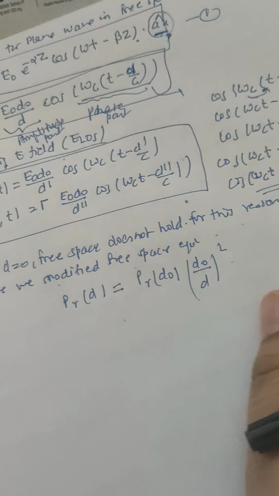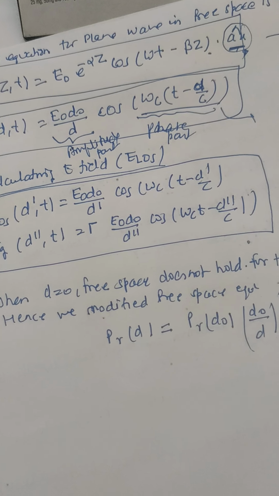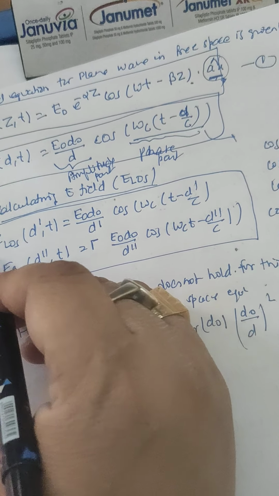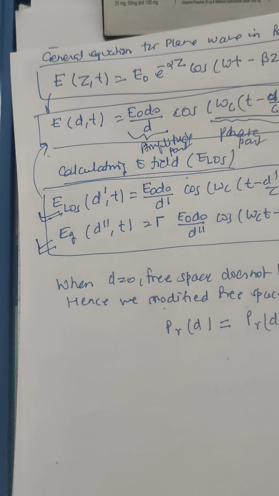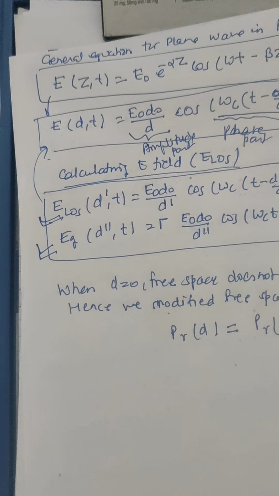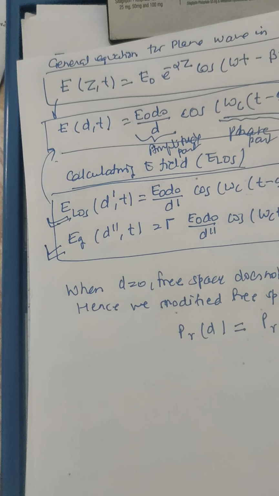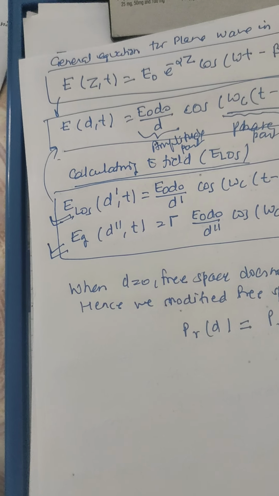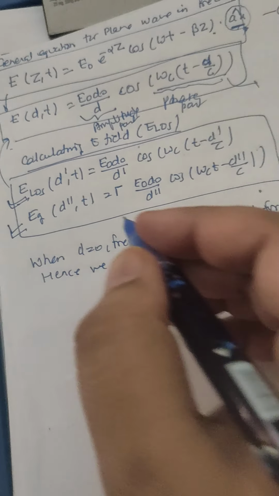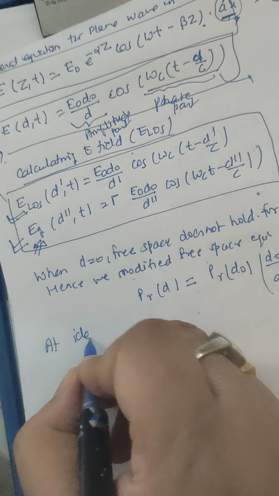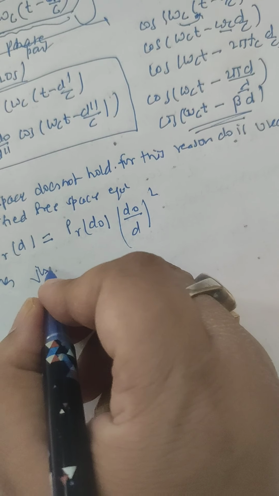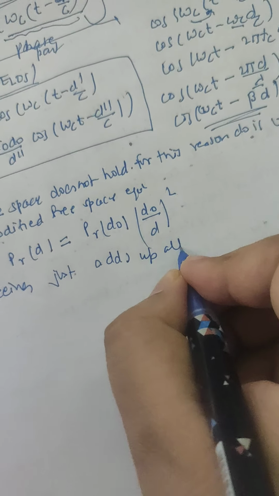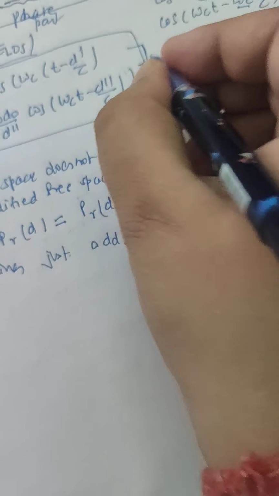So the question is, what will be the E field for the line of sight signal and what will be the E field for the reflected signal? This is the line of sight E field, and this is the reflected E field signal. The distance between the transmitter and receiver for the line of sight we have taken as d prime, and the reflected ray distance is considered as d double prime. So the equation is now converted into this form. If we consider an ideal receiver, meaning no loss, what we do now is just add up all this received signal.